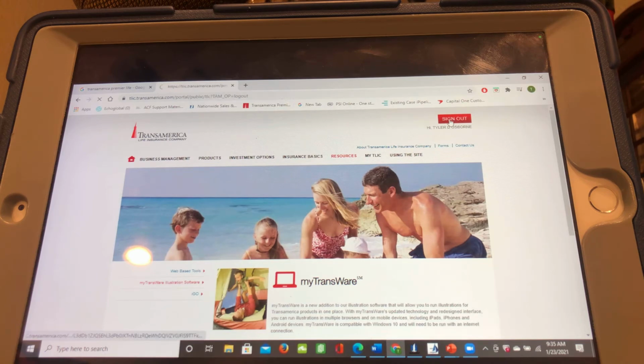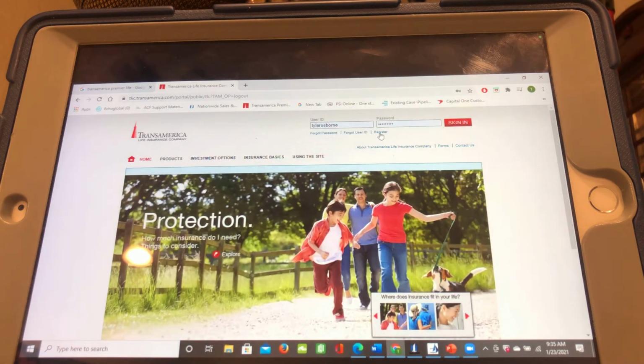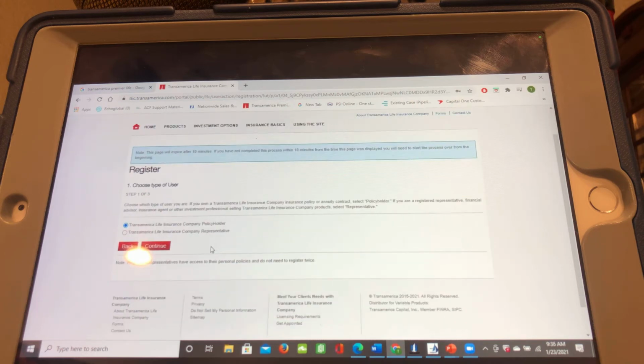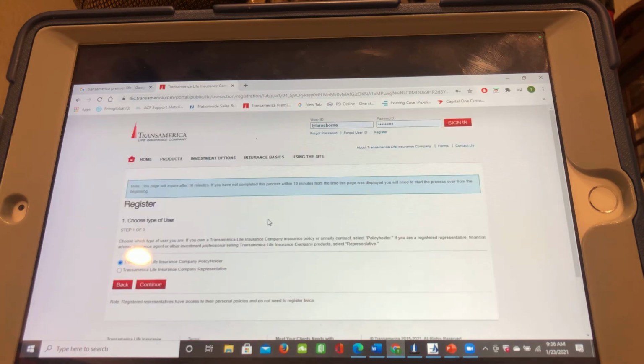Let's just sign me out. What you'll do is you'll click register. It won't let me register because it's not recognizing my tax ID, which would be my social, correct? Are you clicking the first one? You got to click Transamerica Life Insurance Company Representative, not policyholder. Yeah, that's the one I'm clicking. Maybe we just got to call them on Monday. You literally just got appointed the day before yesterday, so they probably don't have you in their system yet. Okay. I'll send a text to Rishi.